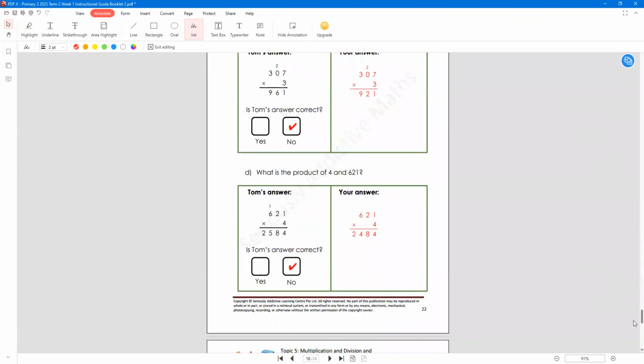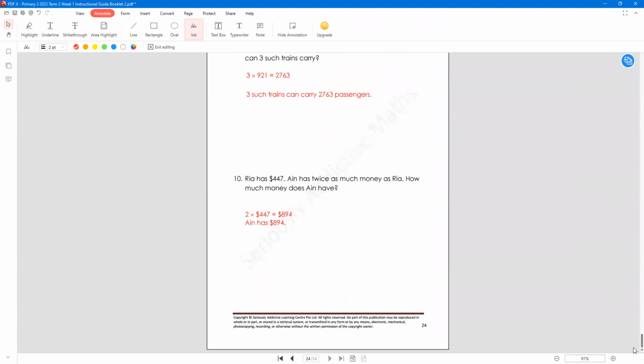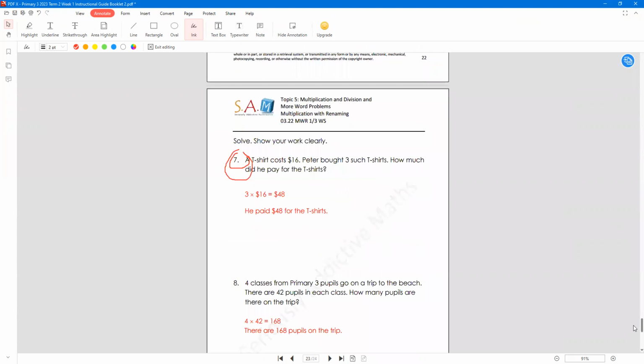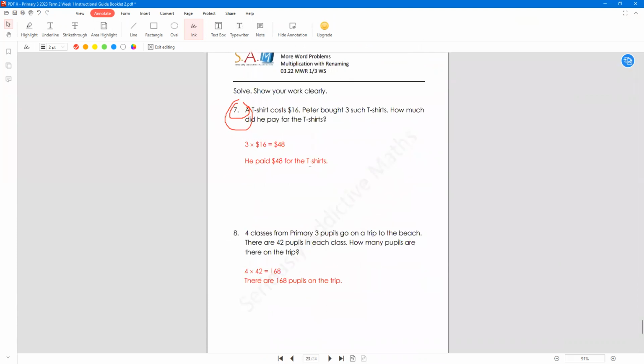Okay. So the rest, if you don't need practice, you can work on the corrections. Okay, and that's it for this week. Try to keep it simple with multiplication with and without renaming.